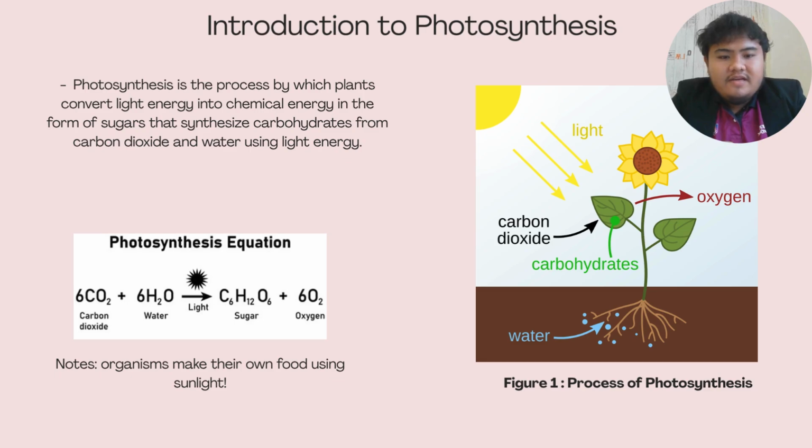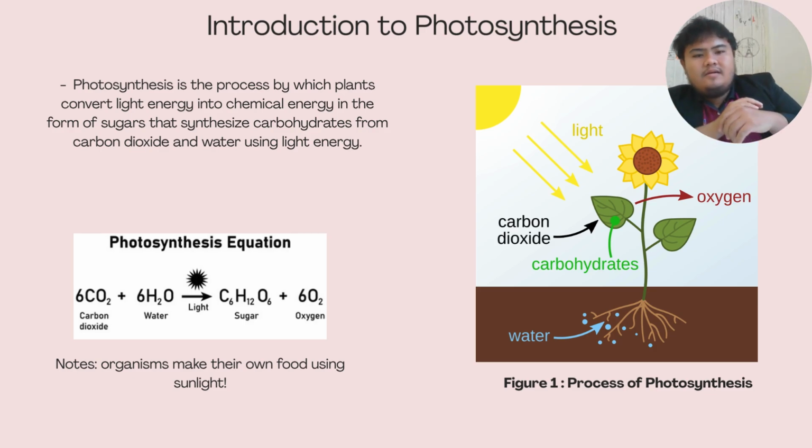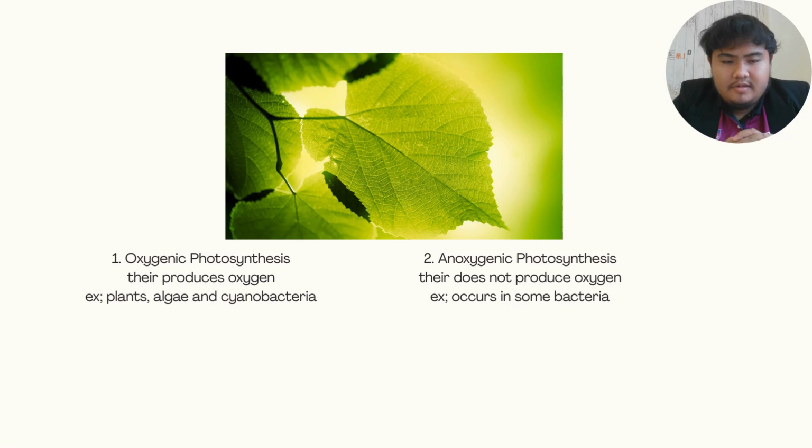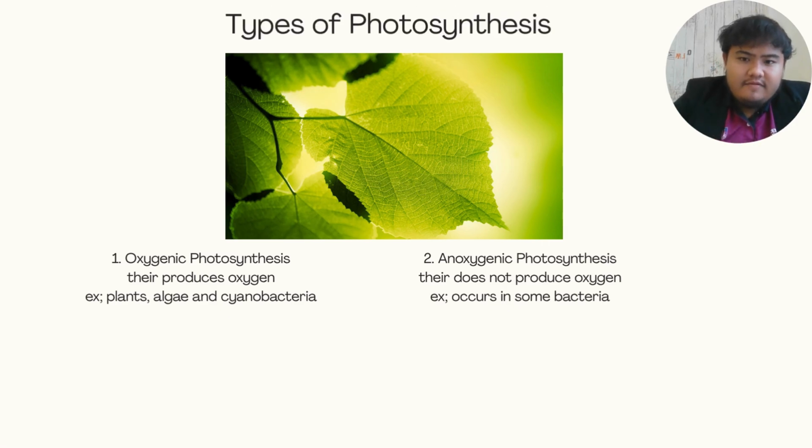Okay. Figure one is the process of photosynthesis. When the light is there, the photosynthesis process is involved. The carbohydrates and oxygen go away from the plant during the day. What it needs is water. Alright, for the types of photosynthesis, we have two types.